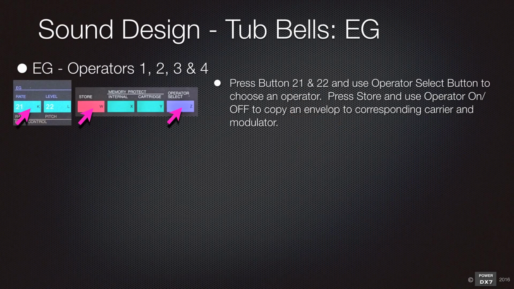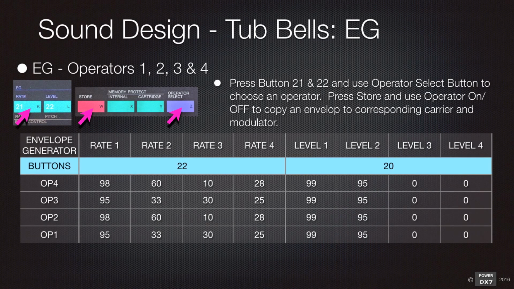Press buttons 21 and 22 and use operator select button to choose an operator. In this case, you can just use operators 1 and 2 for editing. Enter envelope data shown in this table for both rate and level for operators 1 and 2.